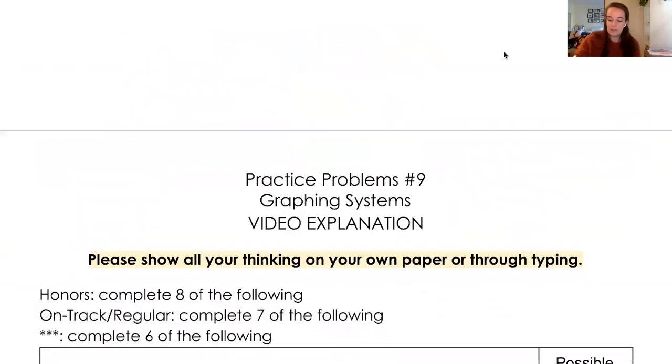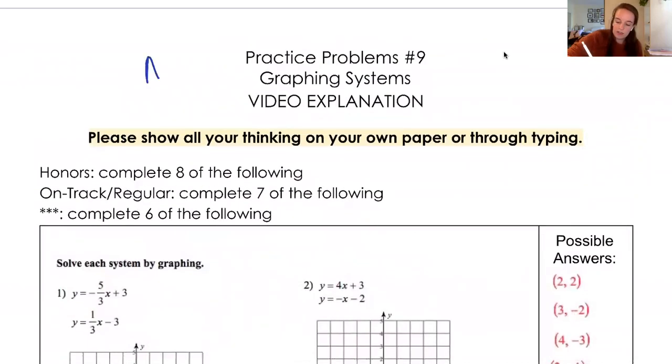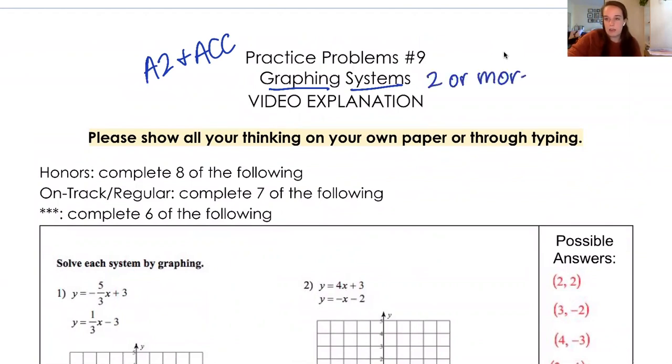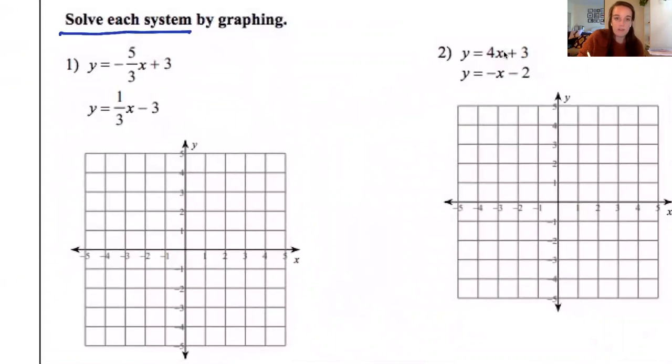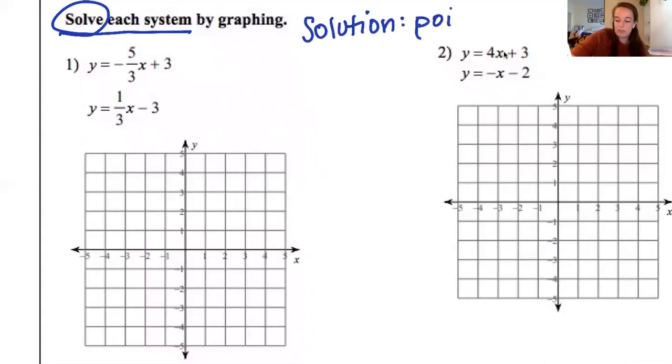All right. Number 9 for Algebra 2 and Accelerated. This is number 9. We are graphing systems, right? So graphing means it's going to be on the graph, and systems of equations means 2 or more lines. So when I look at this first one, it says solve each system by graphing. Okay, so when I solve, I want my solution to come out, and my solution is going to be a point, right? It's going to be the place where the 2 intersect.